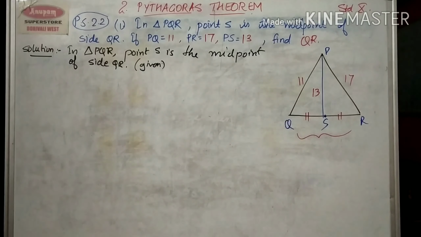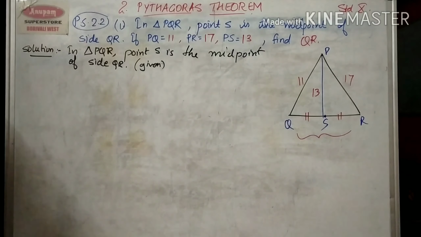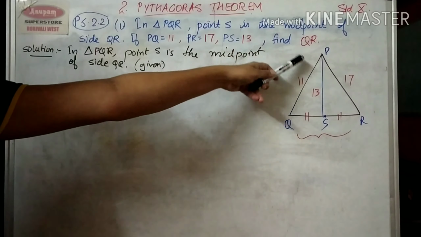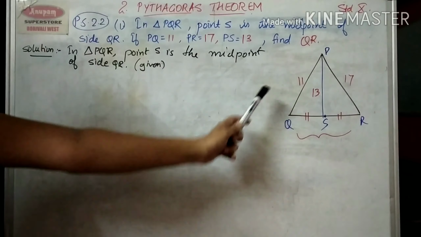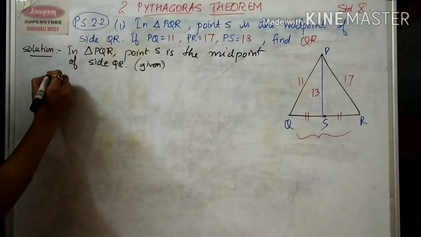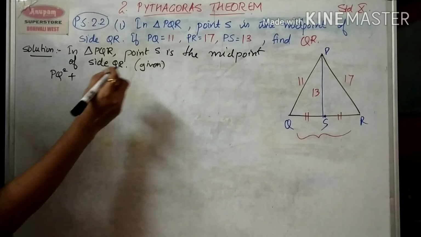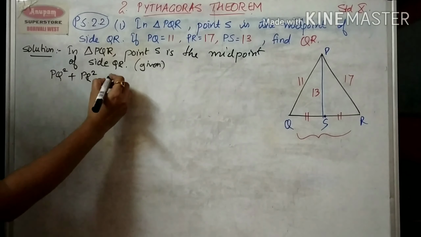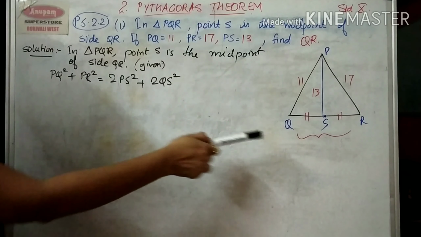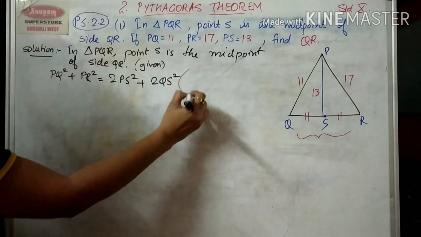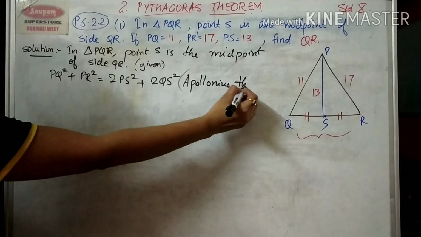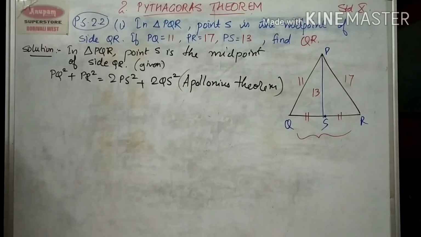So we have written whatever is given first. Then we are going to write down the property here. Apollonius theorem says that PQ square plus PR square will be equal to 2PS square plus 2QS square. So let us apply that property here. PQ square plus PR square is equal to 2PS square plus 2QS square. You can also write down SR instead of QS. Okay. In bracket, we'll write down the property Apollonius theorem.